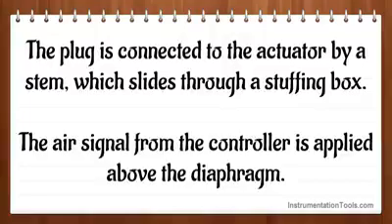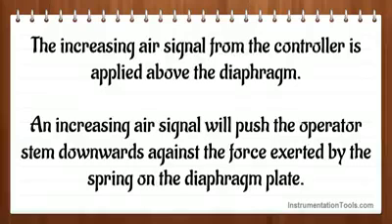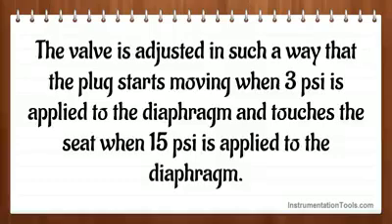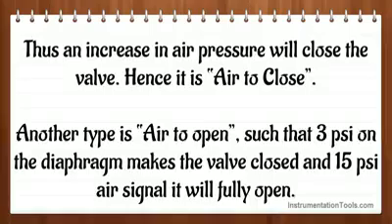The increasing air signal from the controller is applied above the diaphragm. An increasing air signal will push the operator stem downwards against a force exerted by the spring on the diaphragm plate. The valve is adjusted in such a way that the plug starts moving when 3 psi is applied to the diaphragm and touches the seat when 15 psi is applied to the diaphragm. Thus an increase in air pressure will close the valve. Hence it is air to close.